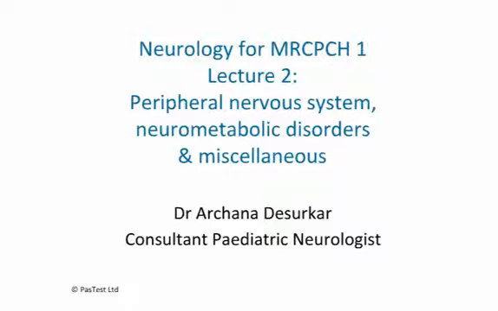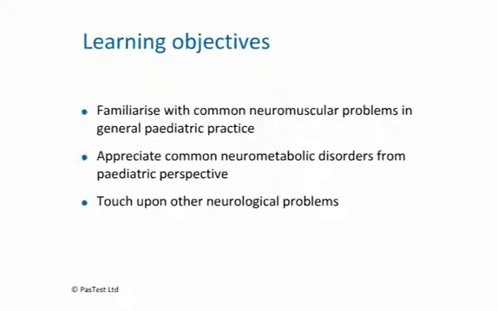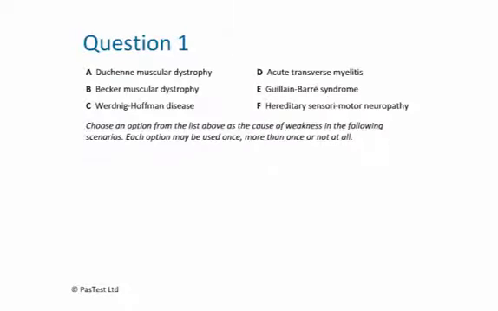In this lecture, we are going to see some questions related to peripheral nervous system, neurometabolic disorders, and some miscellaneous. Let's define some learning objectives. I would like you to familiarize with some common neuromuscular problems in general pediatric practice. Also appreciate common neurometabolic disorders from pediatric perspective and touch upon some other miscellaneous neurological problems that may often present to pediatrician.